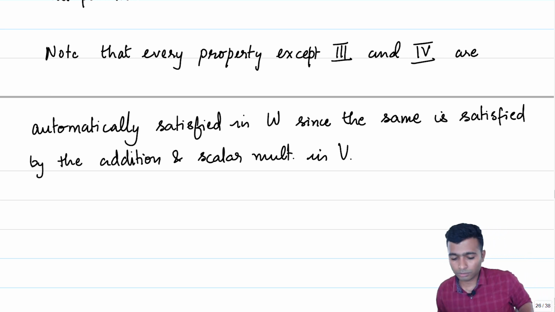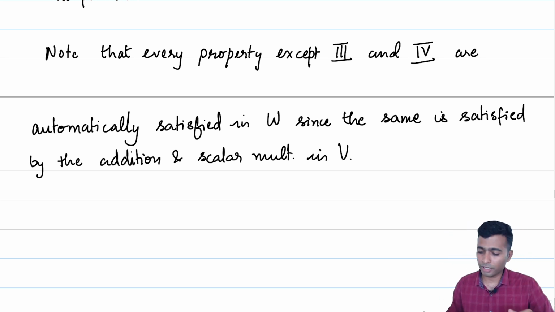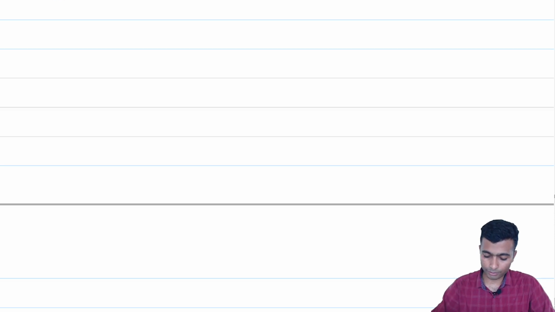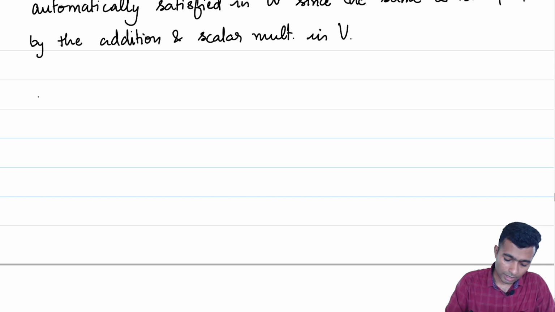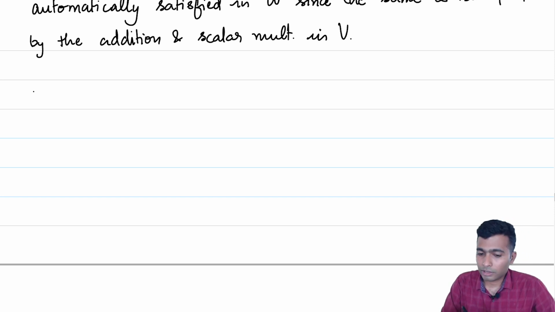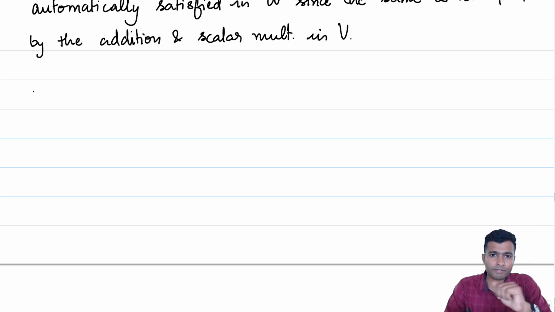So, we just need to worry about properties 3 and 4. What was property 3? If you go back and check, property 3 stated that the vector space should necessarily have a 0 vector, a vector such that if you add any other vector to it, you get back that same vector. So, if V is added to a 0 vector, we get back V.